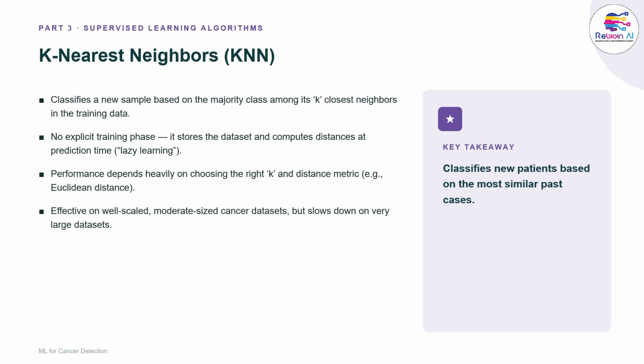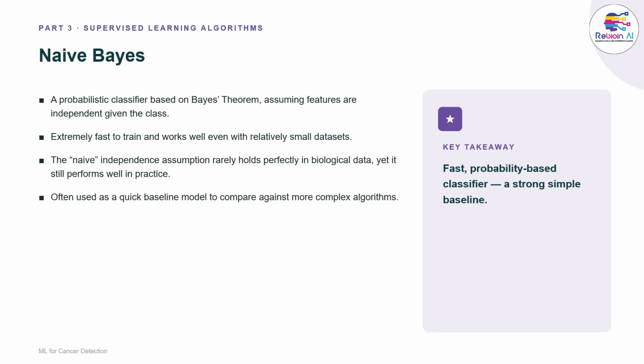Understand it like a doctor thinking, this patient's symptoms remind me a lot of five other patients. I have treated four of them, and they turned out to have condition, say X. So I lean toward diagnosing this patient with X too. Okay, this is how KNN works.